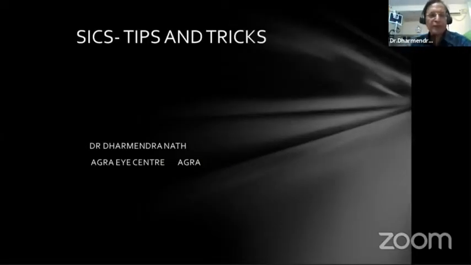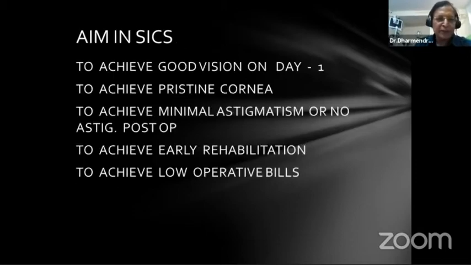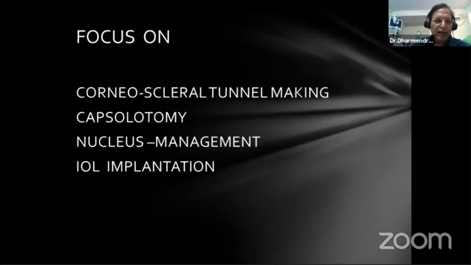Please go ahead. Okay. So we have been asked to give some tips regarding SICS. The main objectives are to achieve good vision on day one, a pristine cornea, minimal or no astigmatism after the operation, early rehabilitation and low post-operative problems. So we have to focus on the corneoscleral tunnel, capsulotomy and nucleus management.